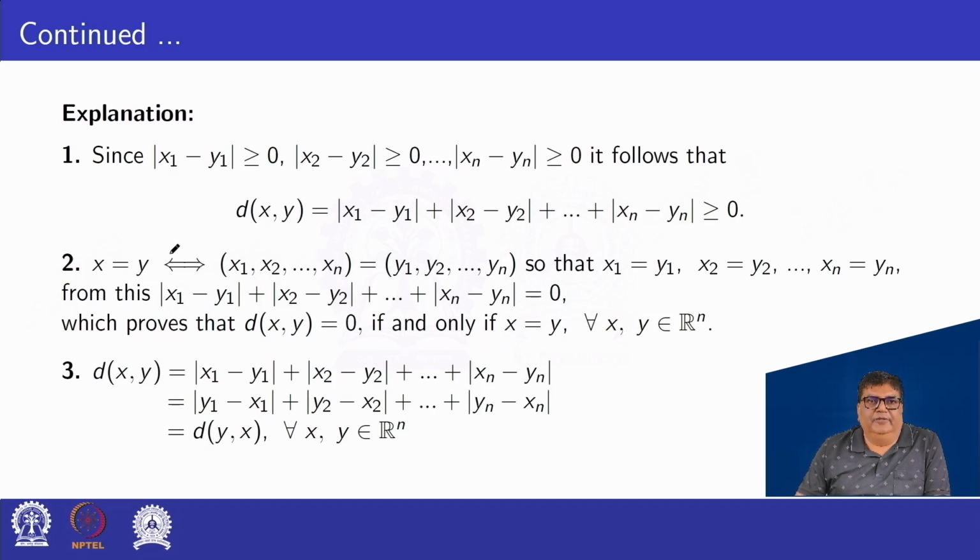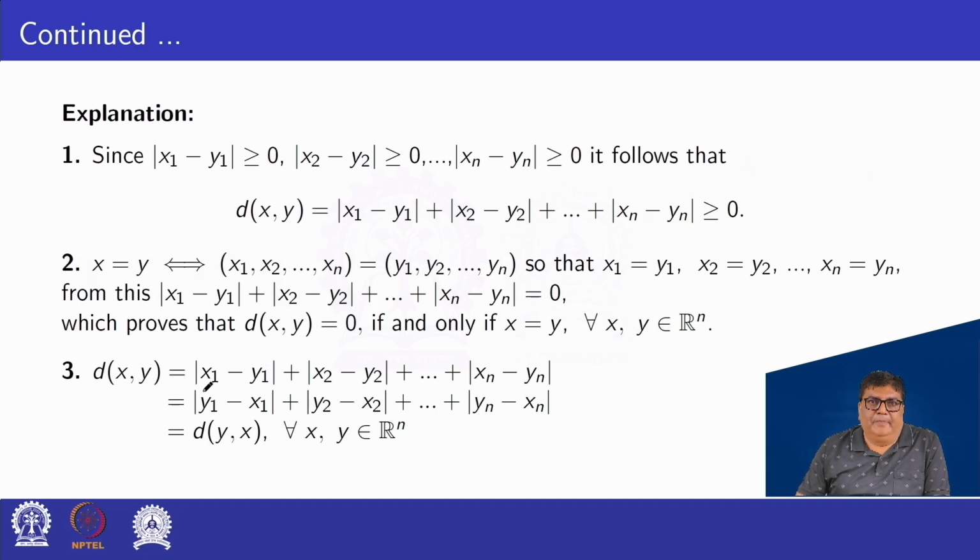This notation is if and only if. Third, dxy is equal to modulus of x1 minus y1 plus modulus of x2 minus y2 plus and so on modulus of xn minus yn. So these are the absolute values, sum of the absolute values.